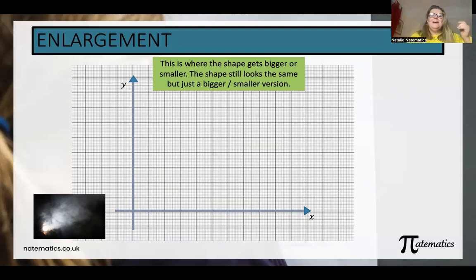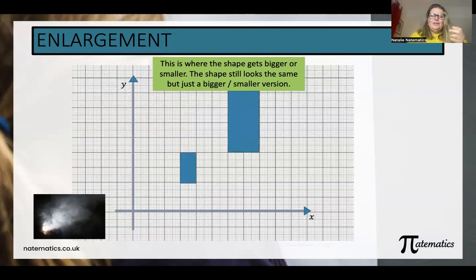That's it really. When you look at it, you can see it's still a rectangle, but it was 2 up, and it's now 1, 2, 3, 4 up. It was 1 across, and it's now 2 across. Oh, it's doubled. And we'll talk about that as well. What we also have to do is think about where our point of enlargement is, often called the center of enlargement.